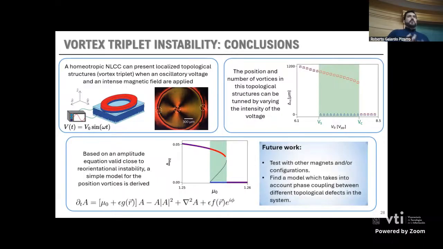As future work for this part, we will have to test with other kinds of configurations with other magnets, for example, the parallelepiped magnet. And we can try to find a model which accounts also for the coupling between the phases of the different vortices, that probably will tell us about how the vortex also moves in other directions, because here I was only telling that it was moving in a straight line.